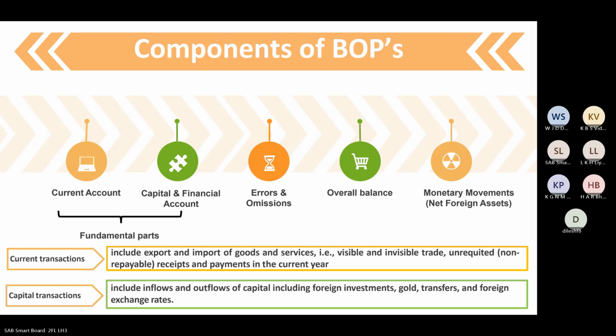Right. So among these different components of the balance of payment account, the current account and the capital and financial account become more prominent. That means the value of the balance of payment account represents more of these current account and capital and financial account. Write down under that.